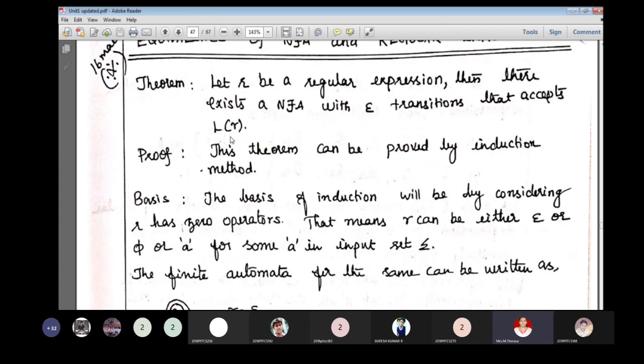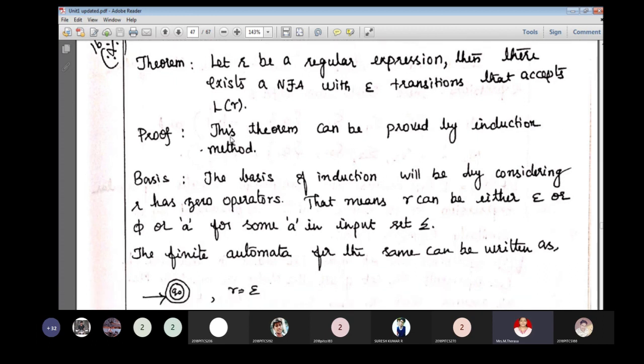Let us see the proof for that. This theorem can be proved by the induction method. So here we are going to use proof by induction. The first step is the basis step. We have to consider the basic cases and build the corresponding epsilon-NFA for the basic units of the regular expressions.